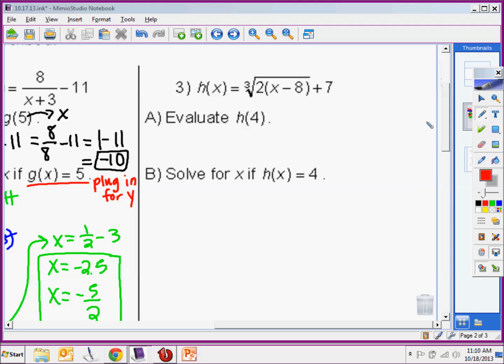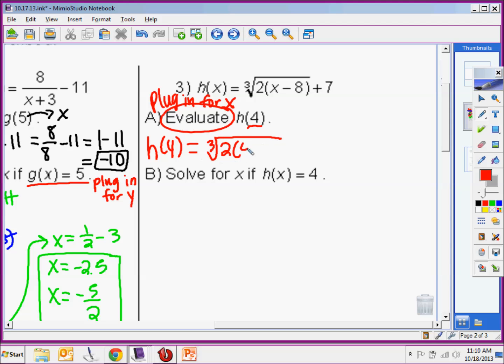So, over here, remember we talked about evaluate. Evaluate means to plug in for X. You gotta rewrite it. So wherever X is, I'm going to plug in a 4. Okay, so h of 4 equals the cube root of 2 times 4 minus 8 plus 7.